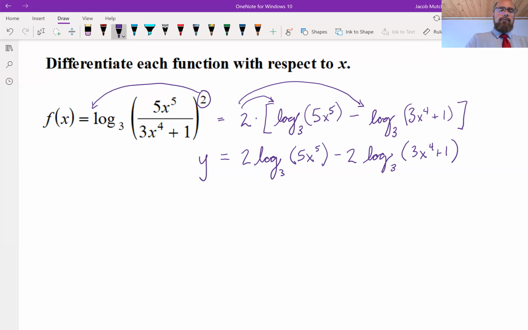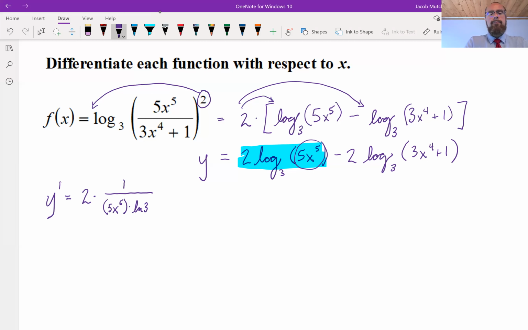So now I'm going to find the derivative of y, so y prime. So I'm going to work on this first logarithm to begin. So we got the constant multiplier 2 that just sets out front. And then I want to apply my derivative of a logarithm that we wrote at the outset. So that's going to be 1 over, now I've got a composed function there, 5x to the power of 5. So that's going to go first where the domain value x would be, times the natural log of the base, which in this case is 3.